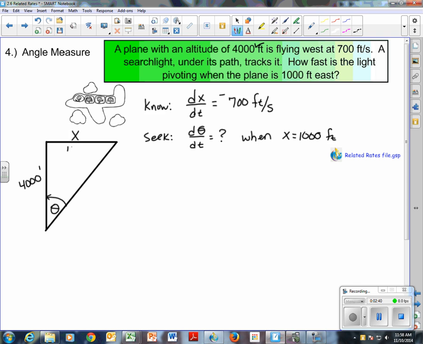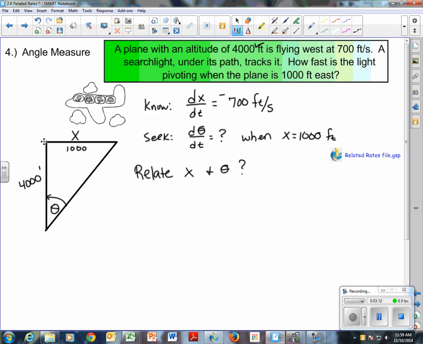If I put the 1,000 in right now, I could have a steady, static triangle, but what we want is the variables to come into place. So when I write my main equation, I still need x to be part of my variable and theta to be my variable, because those are the two variables that are constantly changing as this plane flies. How do I relate x and theta? How would you do that?